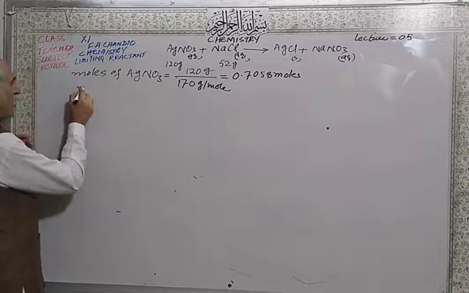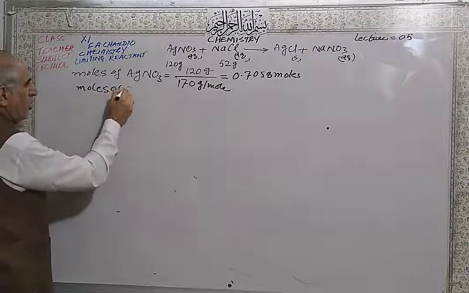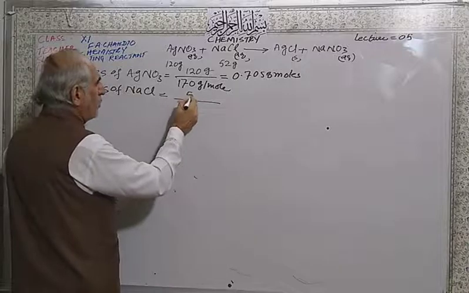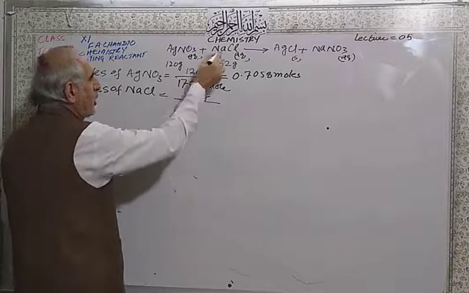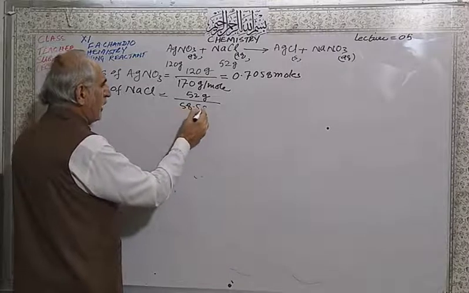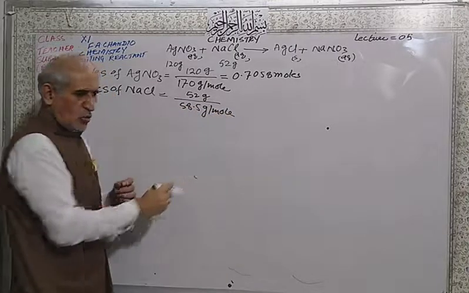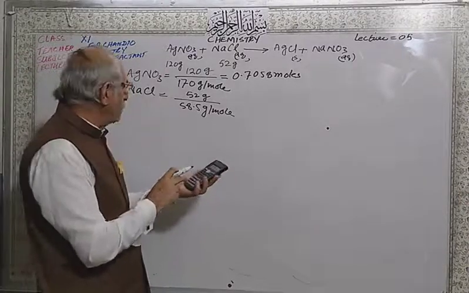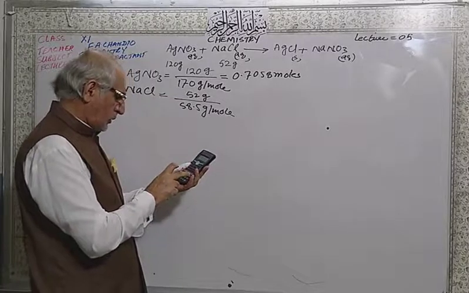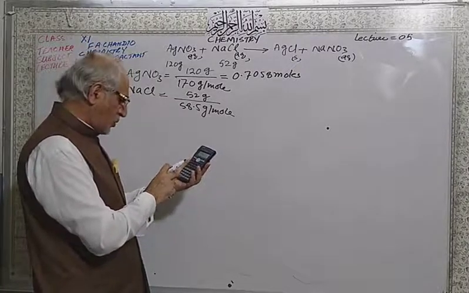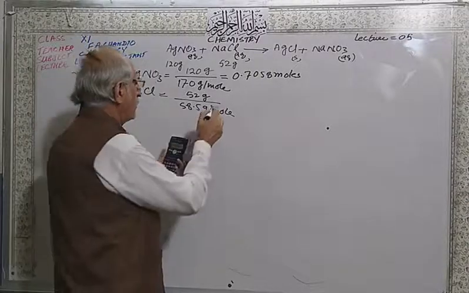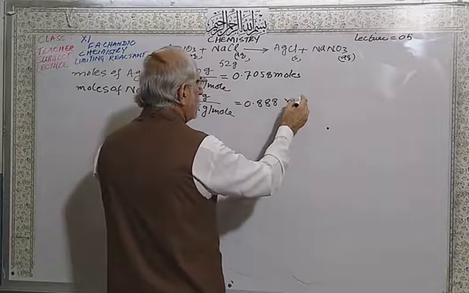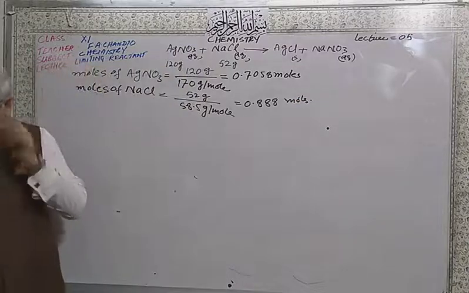Same procedure, moles of sodium chloride. The same formula, 52 grams divided by the molar mass of sodium chloride, 58.5 grams per mole when you add the atomic masses. So when you divide 52 by 58.5, the answer is 0.888 moles. Now these are the number of moles.